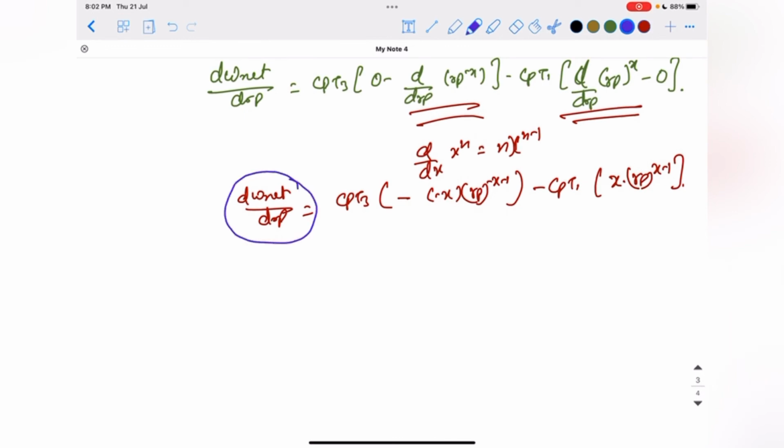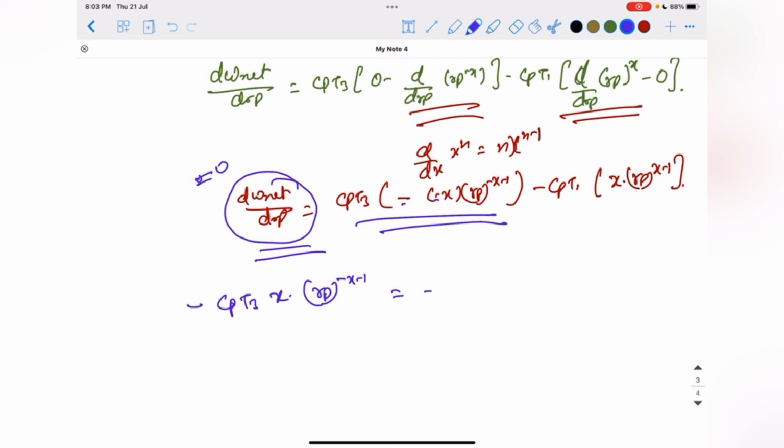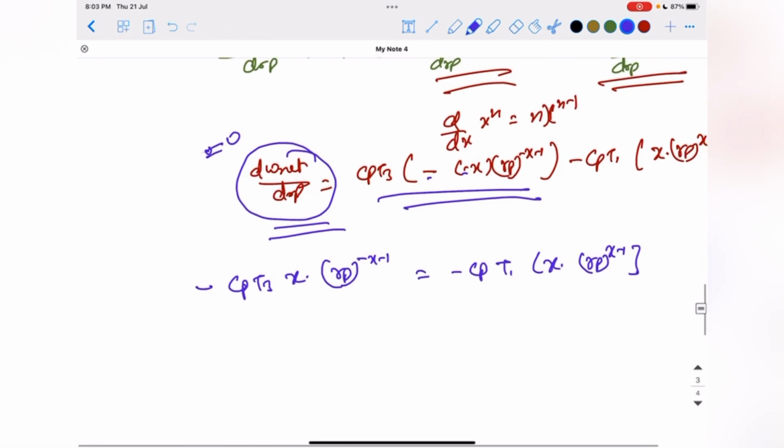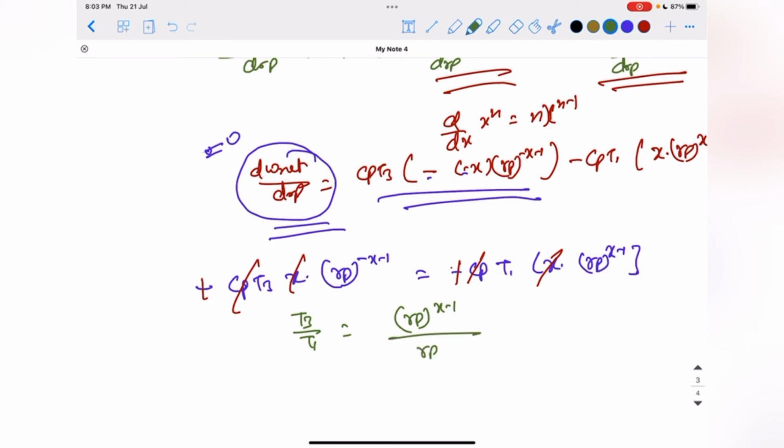Now we have to maximize this, and we know that for a function to be maximum, we have to differentiate it and then put it equal to 0. So putting this equal to 0, we get Cp T3, this minus minus becomes plus, into x into Rp to the power minus x minus 1 is equal to, taking this term to the left hand side, we will get minus here. Similarly, I have minus already here. This is Cp into T1 x into Rp to the power x minus 1. Now this minus minus gets cancelled, Cp gets cancelled, x gets cancelled. So we are left with T3 by T1 is equal to Rp to the power x minus 1 upon Rp to the power minus x minus 1.